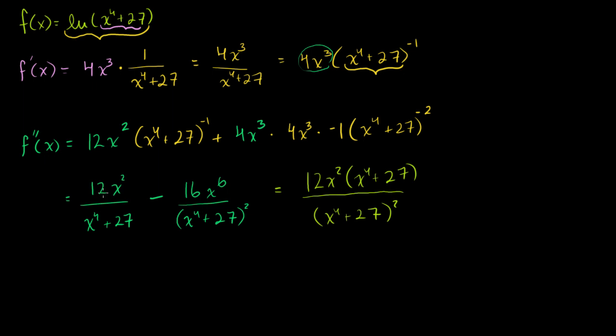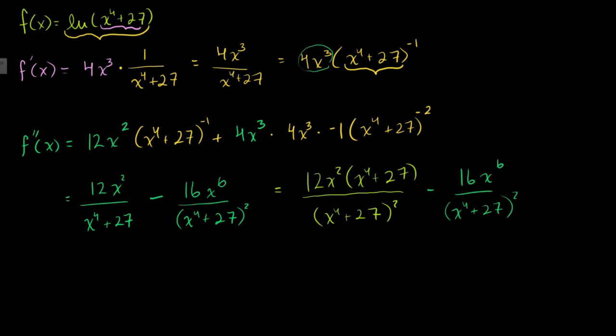All I did, I multiplied this numerator and this denominator by x to the fourth plus 27. I didn't change it. And then we have that second term, minus 16x to the sixth over x to the fourth plus 27 squared. The whole reason why I did that, now I have a common denominator. Now I can just add the numerators.